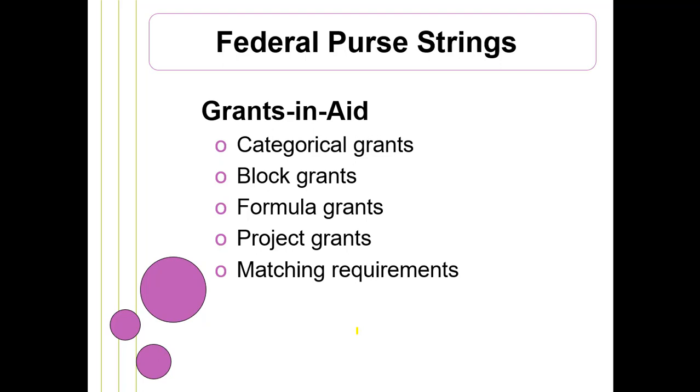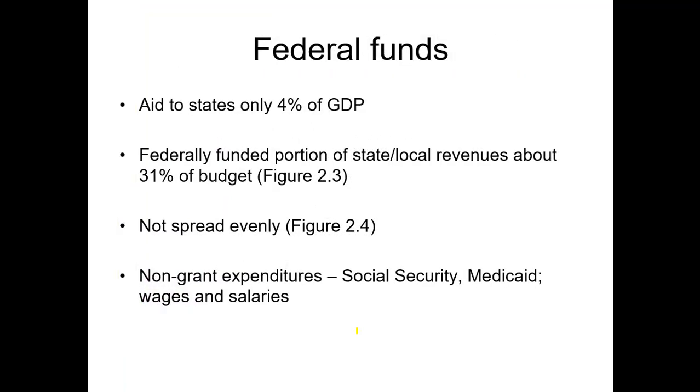Here are some examples of grants that we've already talked about. As far as how much funds the federal government gives to states, well, it's only 4% of GDP, but since GDP is huge, that is quite a bit of money. We'll look at a pie chart here in a minute. Figure 2.3 in the book is this same chart that I'll be looking at that shows the breakdown of those federal funds that are actually given to the states. So the federally funded portion of state and local revenues is about 31%.